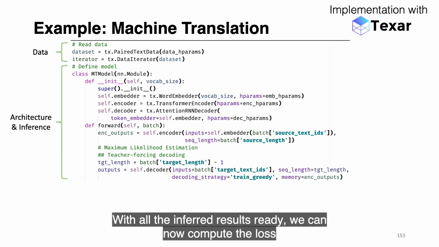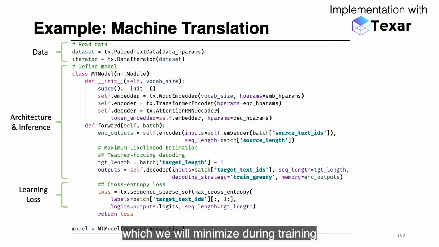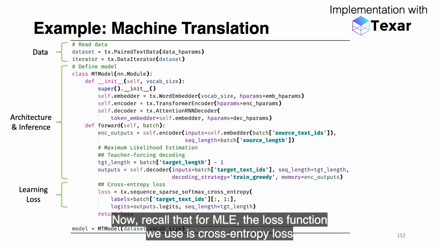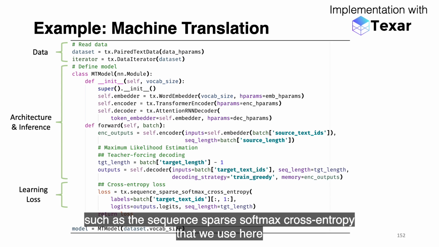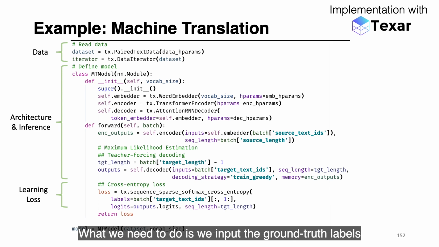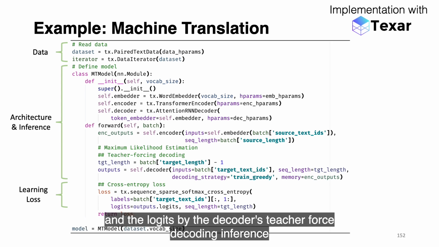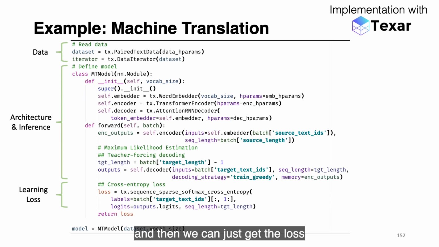With all the infer results ready, we can now compute the loss, which we will minimize during training. Now, recall that for MLE, the loss function we use is cross-entropy loss. Texar provides a bunch of easy-to-use APIs that are tailored for sequence-level training, such as the sequence sparse softmax cross-entropy that we use here. What we need to do is we input the ground truth labels and the logits by the decoder's teacher forcing decoding inference, and then we can just get the loss.